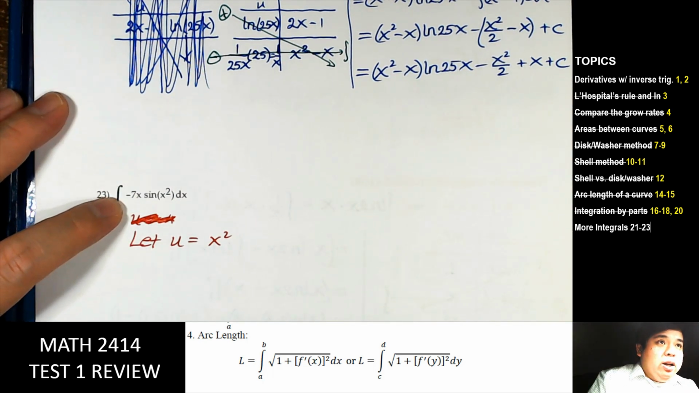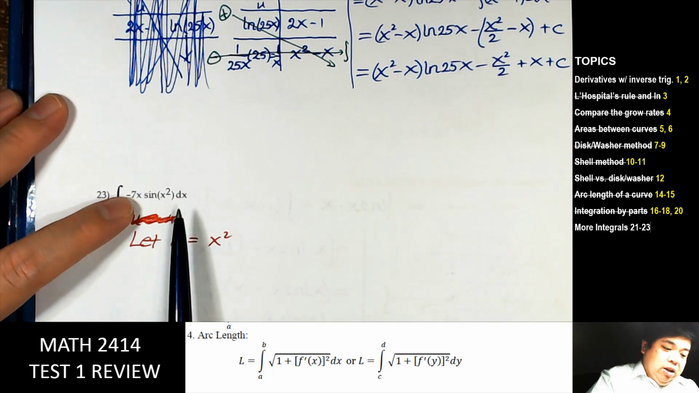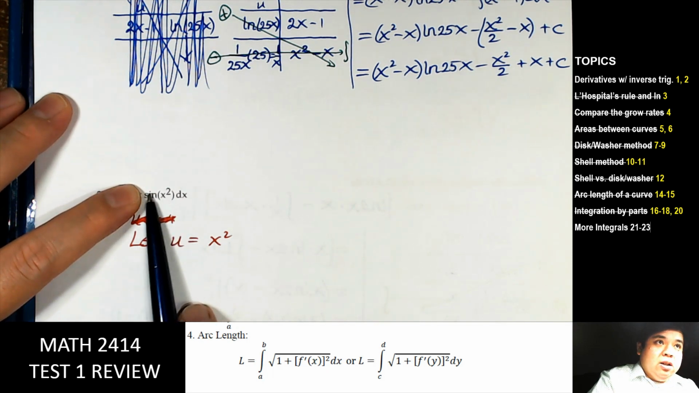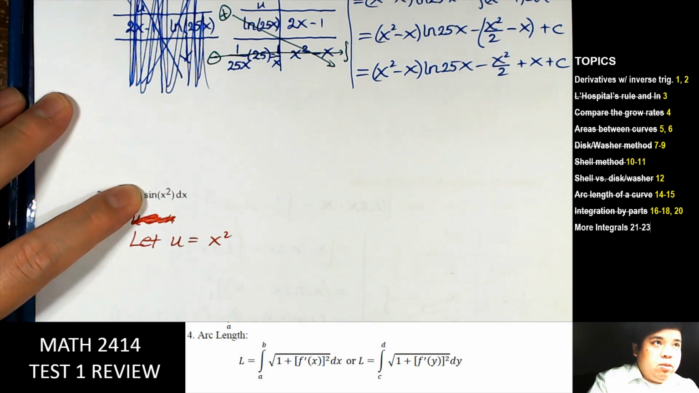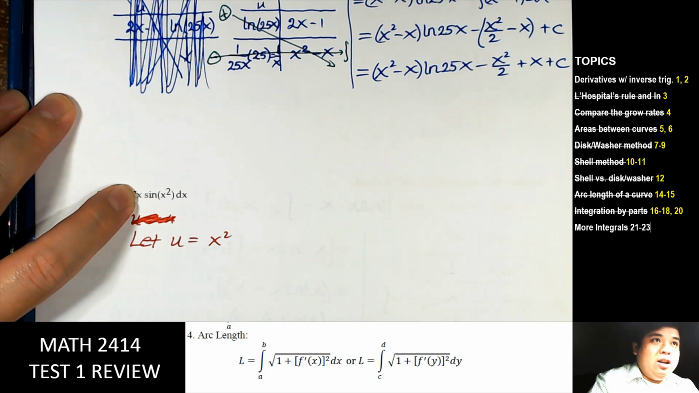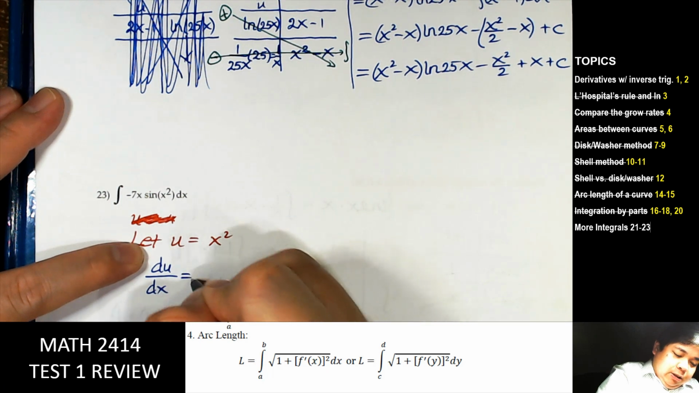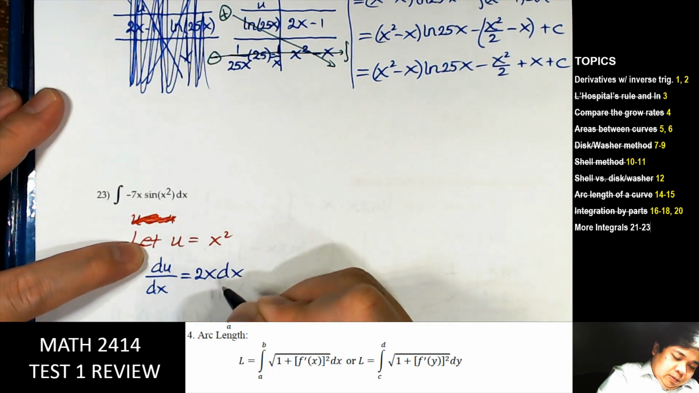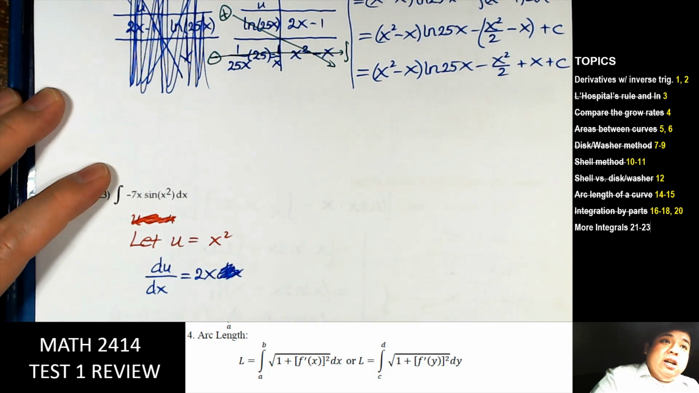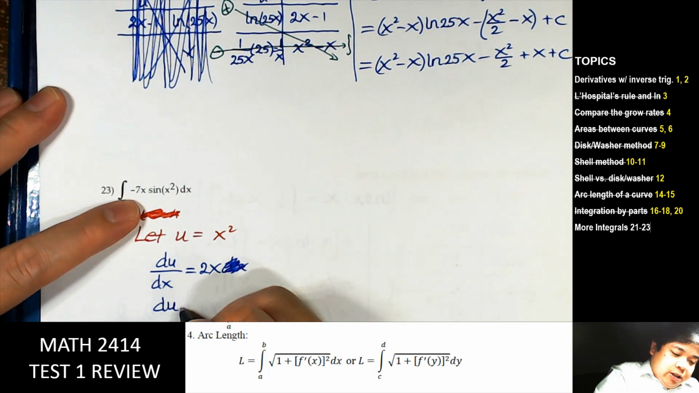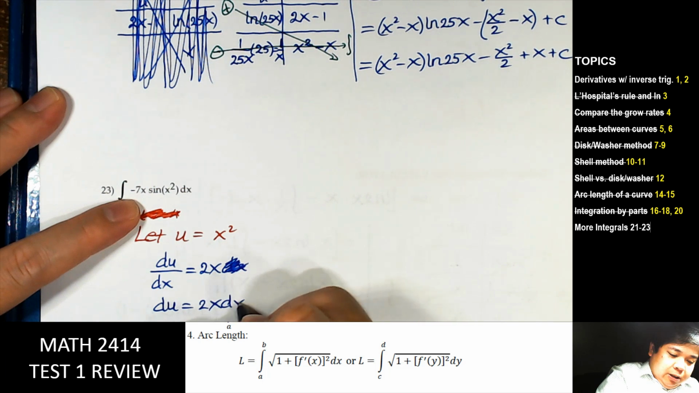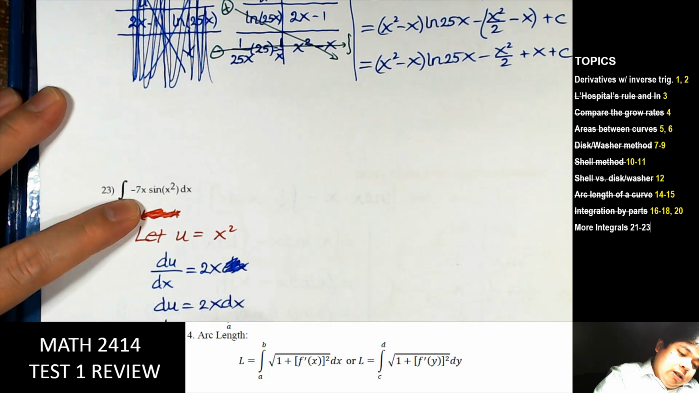Next, this one is substitution, because we cannot integrate this without an x, you see. Anyway, take derivative. There's no dx here. Move the dx over, divide by 2x, dx equal to du over 2x.